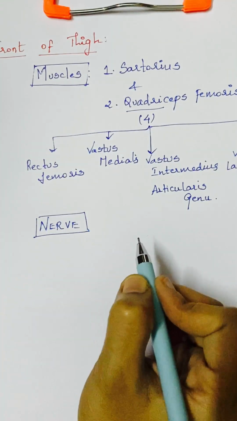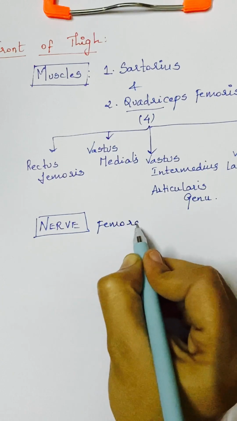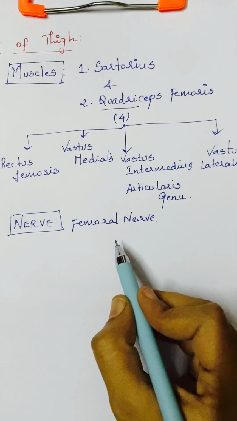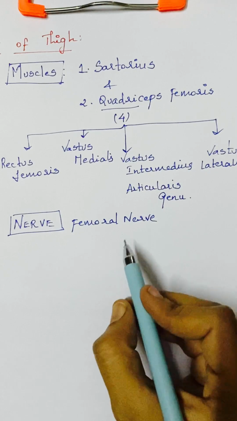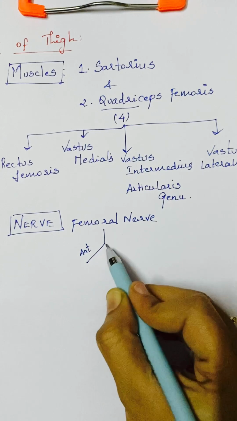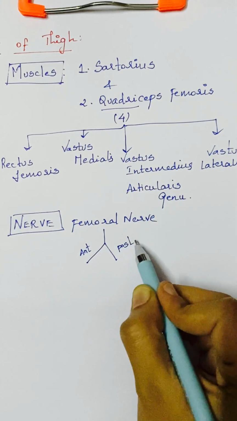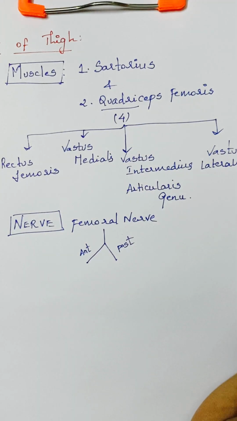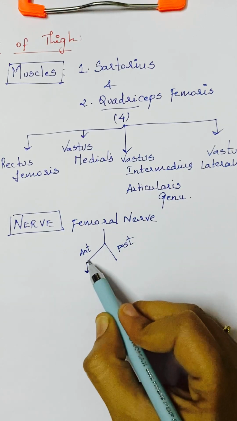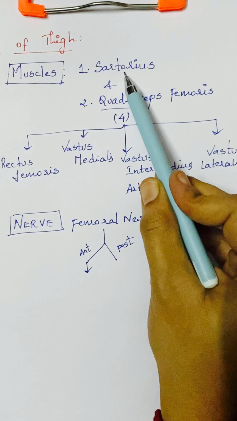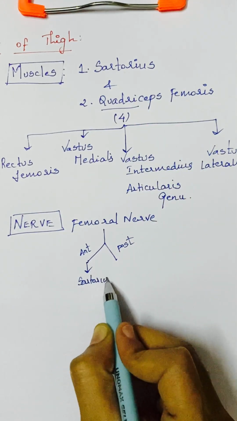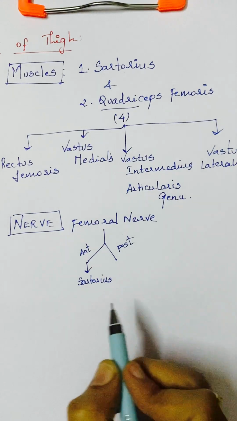All these muscles in the front of the thigh are supplied by the femoral nerve, because the femoral nerve is the nerve of the front of the thigh. Root value is the dorsal division of L2, L3, L4. This femoral nerve is divided into anterior and posterior division. The anterior division supplies only one muscle in the front of the thigh, that is sartorius.